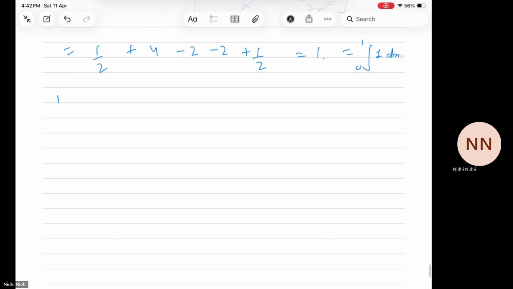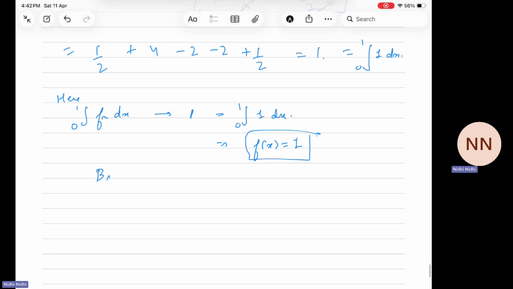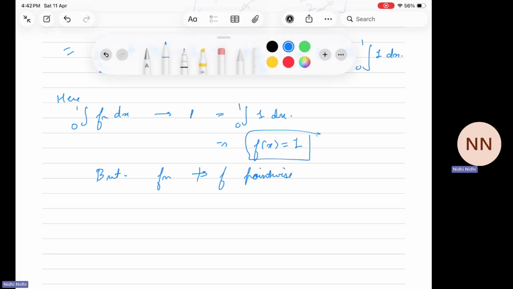So here the integral from 0 to 1 of fn dx converges to 1, which is the integral from 0 to 1 of 1 dx. That means this f(x) is the constant function 1. But according to the statement, the sequence fn should have converged pointwise to the constant function 1. But it is converging to 0 pointwise. So fn does not converge to f pointwise. Hence, the given statement is false.